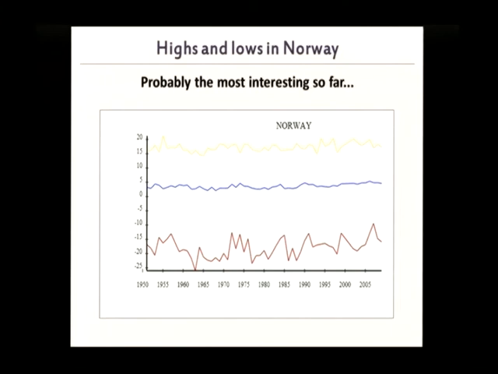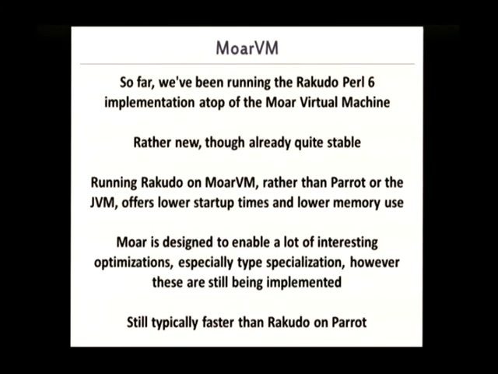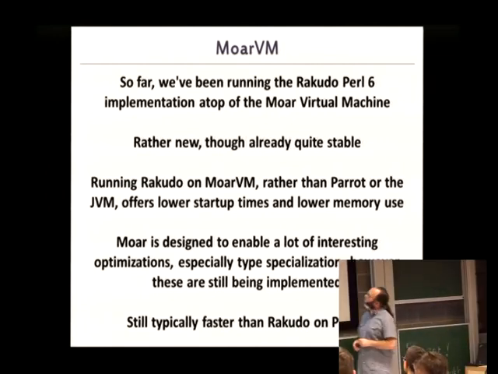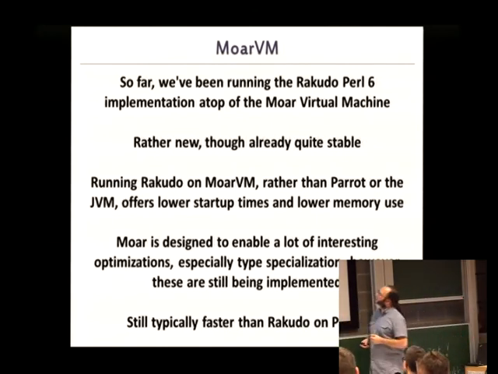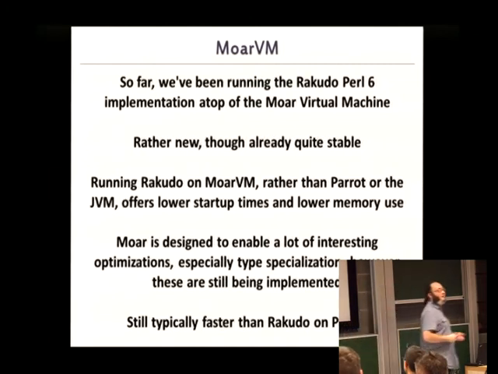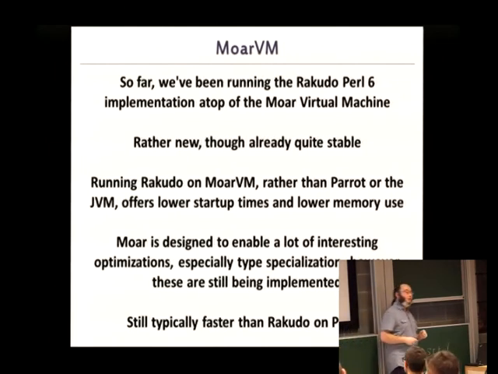Okay, so all of the stuff that you've seen so far, I've actually been running Perl 6 here on a virtual machine called MoarVM, which is short for meta model on a runtime. It's basically a virtual machine built around meta object programming. And it actually has the fastest startup times of any of the Perl 6 implementations. So it starts faster, and it generally has the lowest memory use as well.